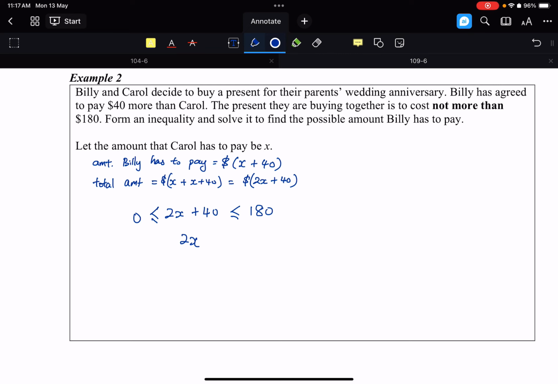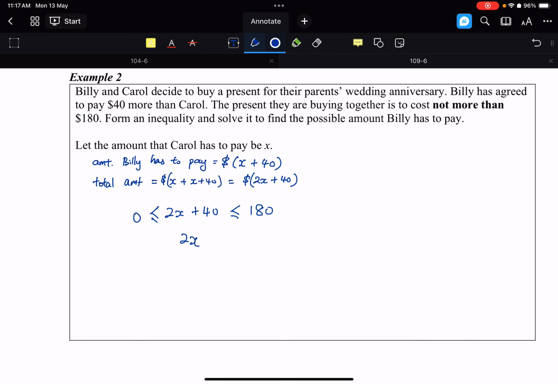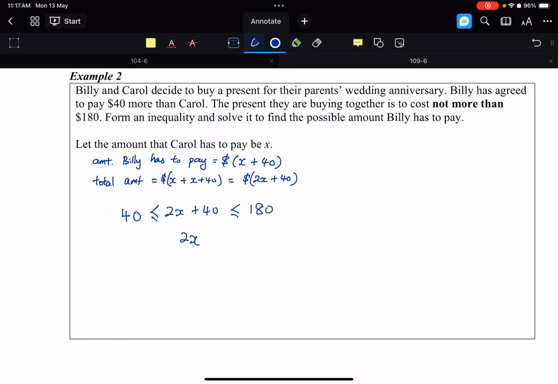Can the present actually be free? No, if you do that, then x becomes negative, right? So if Billy actually pays $40 more than Carol, and Carol doesn't pay anything, then Billy actually pays 40, which means the present is at least 40. Okay, so that's what we figured out.